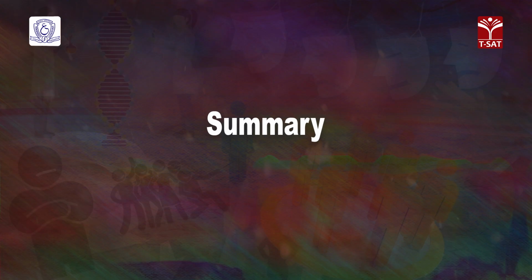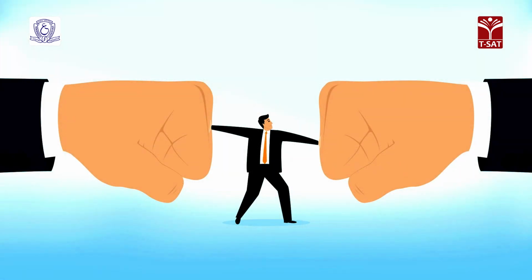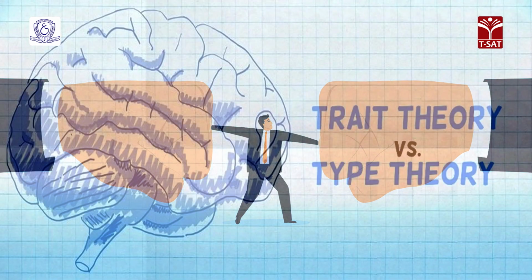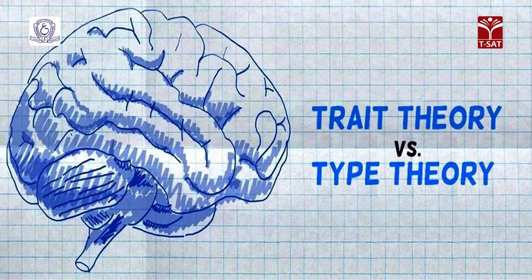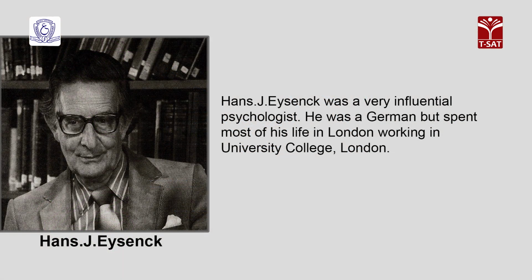Finally, let us summarize what we have learnt in today's module. The term personality does not only refer to the external aspects of an individual, but is based on how people react to other people and to situations. Trait theories and type theories are among the most popular and appealing theories of personality. After understanding the limitations of these theories, Eysenck came up with his own theory, which is known as the trait-cum-type approach. Hans J. Eysenck was a very influential psychologist. He was a German but spent most of his life in London, working in University College London.